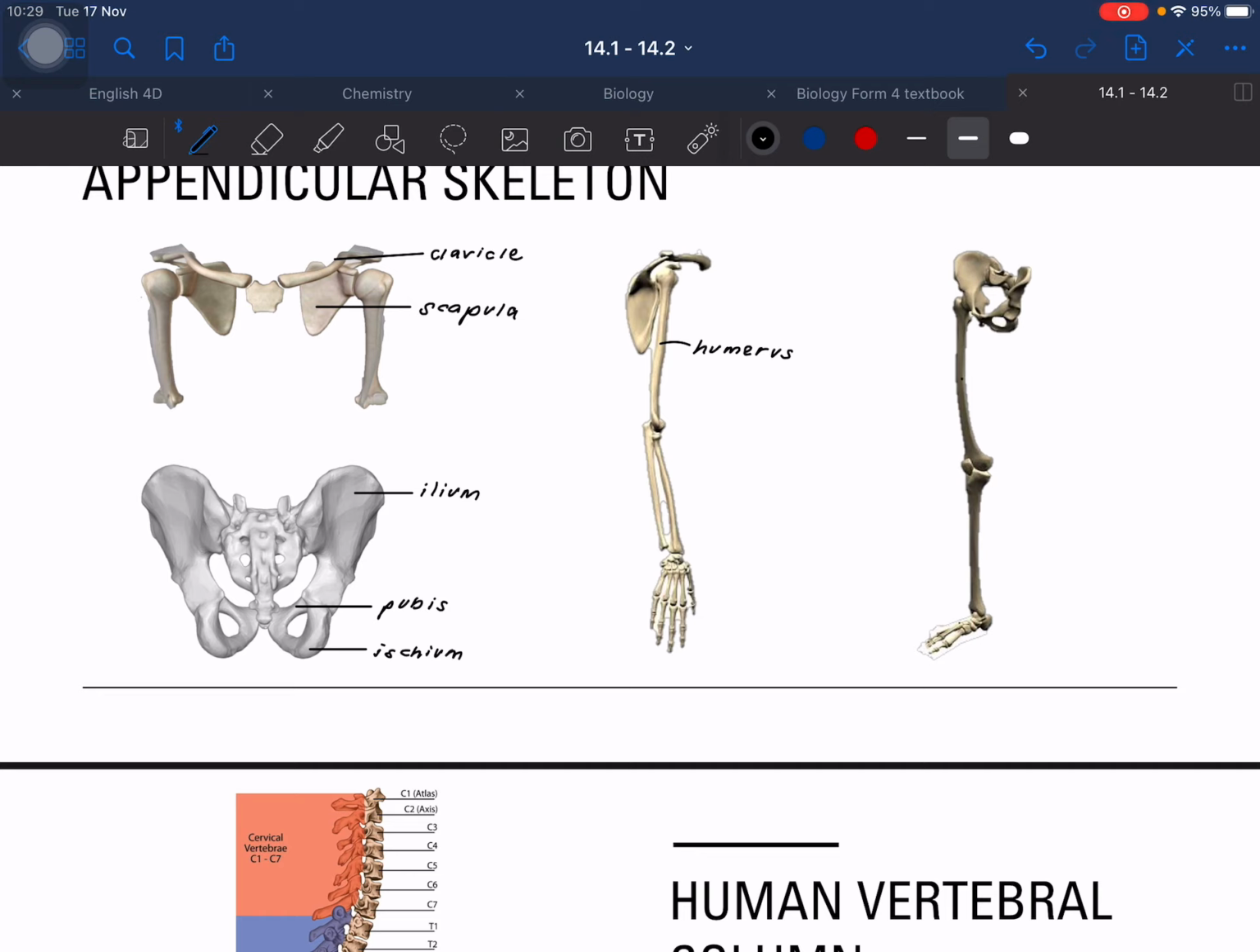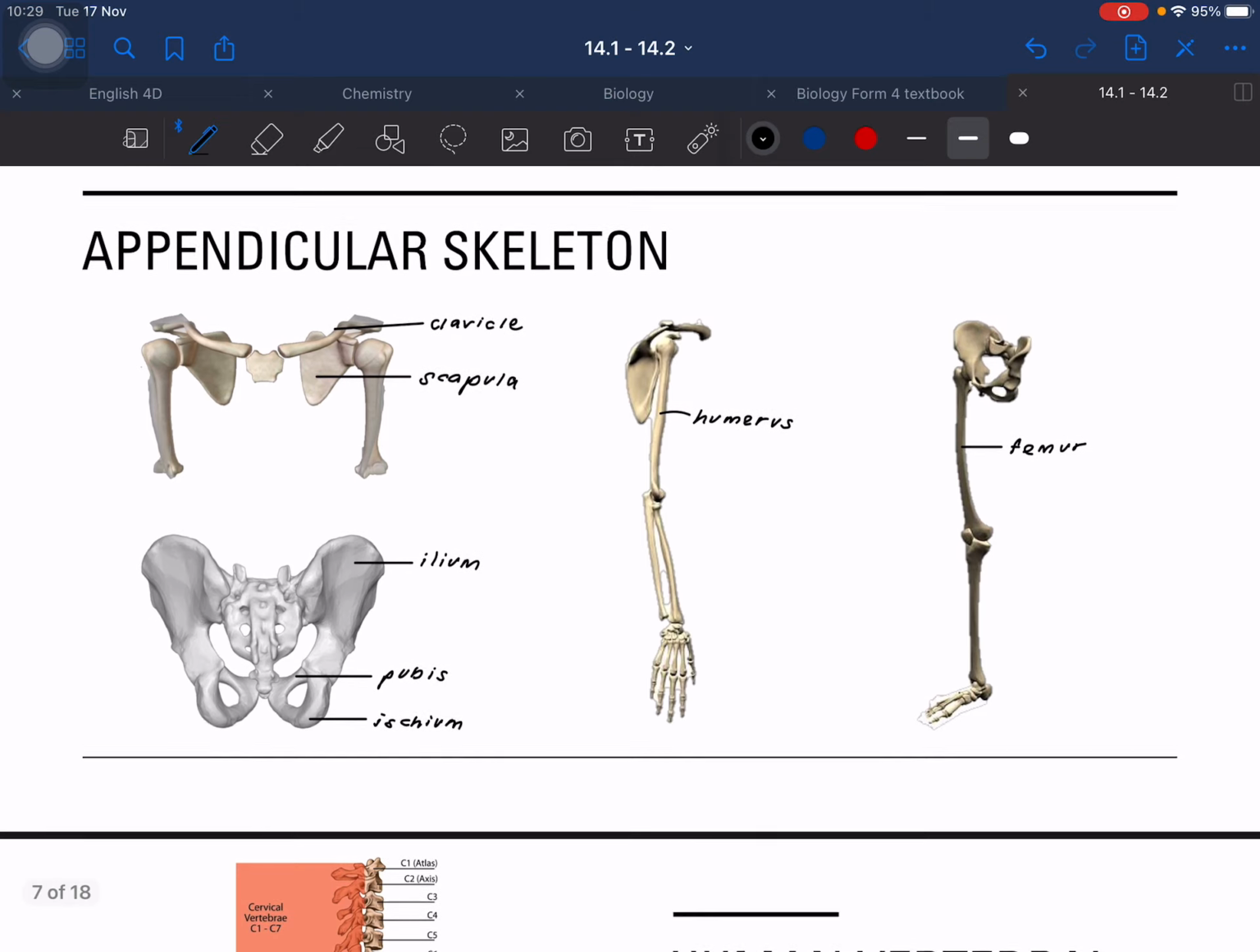So femur, the main one, femur. This is the bone in your thighs. And then you have your patella for your knee, your tibia, fibula, tarsals, metatarsals, and your phalanges, your lower limb phalanges. So that's the appendicular skeleton.